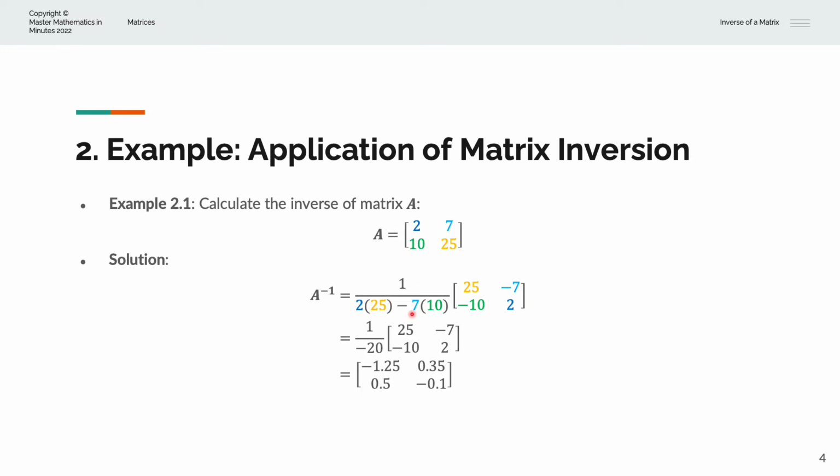So the determinant is minus 20. And copy that entire matrix down. And simplifying that further, we have the inverse of A as minus 1.25 as the first entry, 0.35 as the second entry, and so on. So this is how we can find the inverse of a matrix.